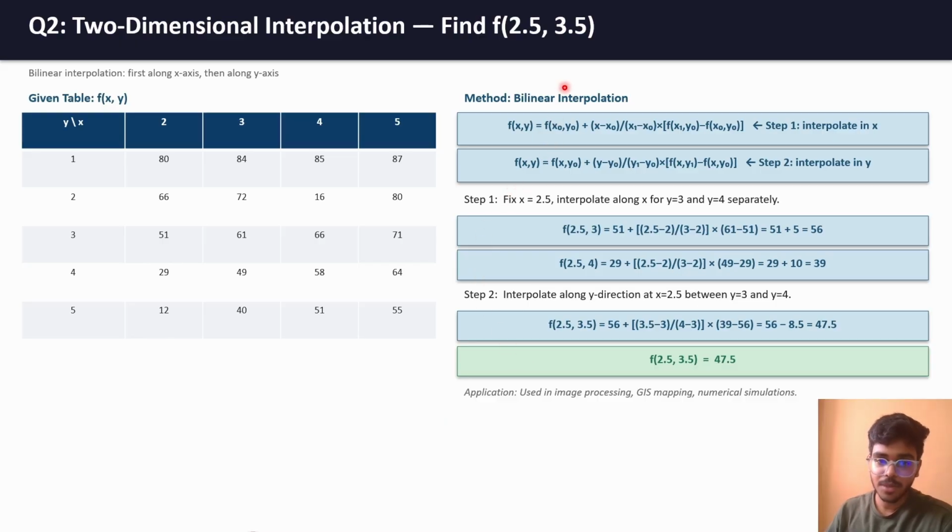We never needed a complicated two-variable formula. We simply applied the basic linear interpolation formula twice, once in x direction and once in y direction. This is why it is called bilinear interpolation, where bi means 2 and we do two linear operations. The accuracy of this result depends on how smooth the underlying function is. For functions that behave nearly linear between the data points, bilinear interpolation is highly accurate.